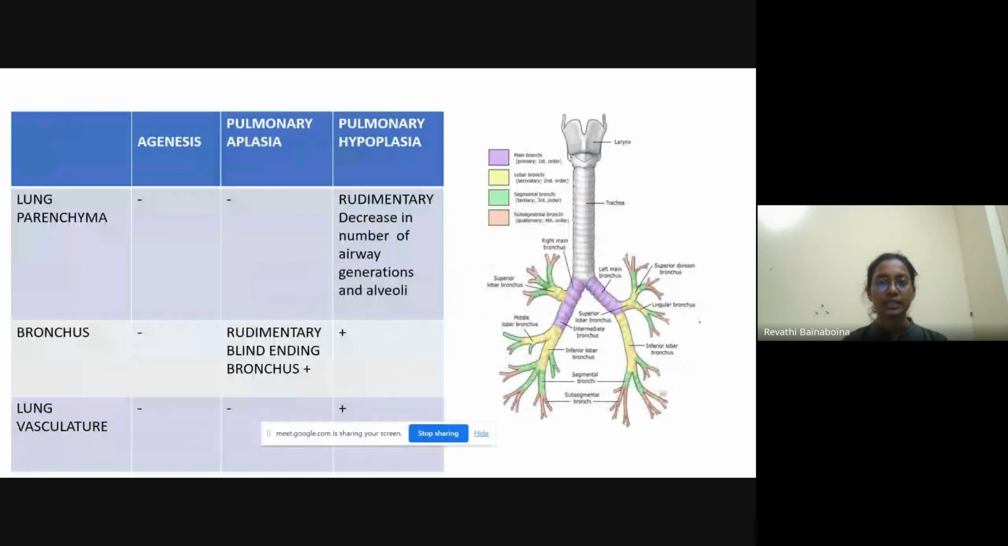That is pulmonary agenesis. There are 3 types of congenital anomalies, which are agenesis, aplasia, and hypoplasia. In agenesis, lung parenchyma, bronchus, and lung vasculature are absent. Whereas in pulmonary aplasia, there will be a rudimentary blind-ending bronchus. In pulmonary hypoplasia, there will be a decrease in the number of airways, airway generations, and alveoli.